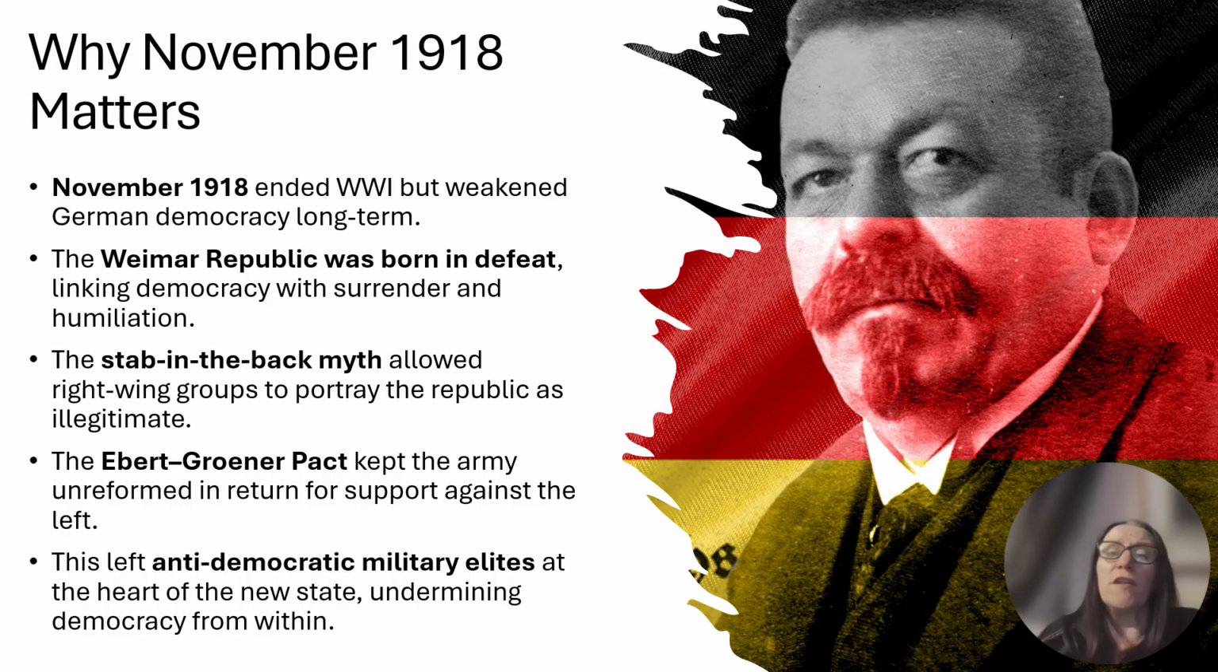Consequence 1. The Republic was born in defeat and crisis. The new German Republic was declared at the same time as the armistice. From day one, democracy in Germany was associated in many people's minds with military humiliation. The Kaiser's Germany had fought the war, and the Republic had surrendered it. That association, that democracy equals defeat, was toxic, and it never fully went away.